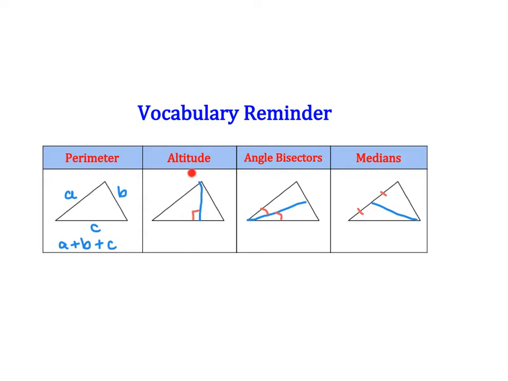So it's important to note that each of these things only has one job. An altitude's only purpose is a 90-degree angle. An angle bisector's only job is to create two congruent angles, and a median's only job is to bisect the opposite side.